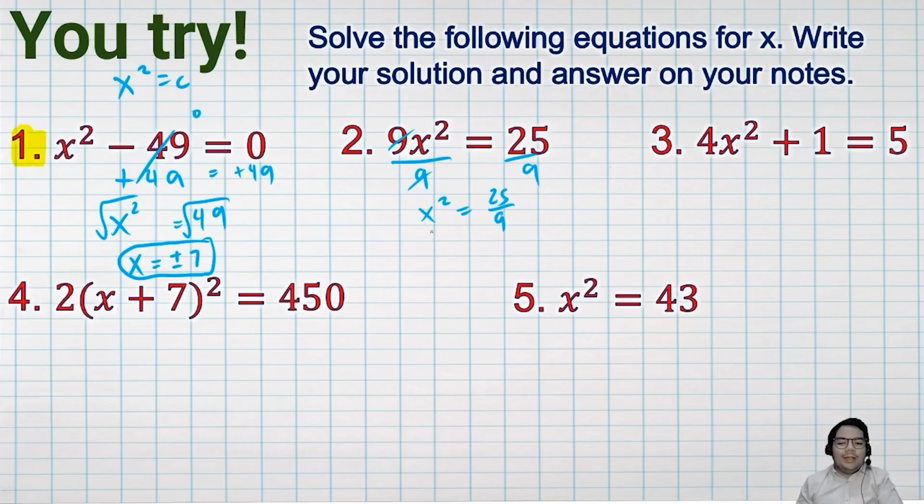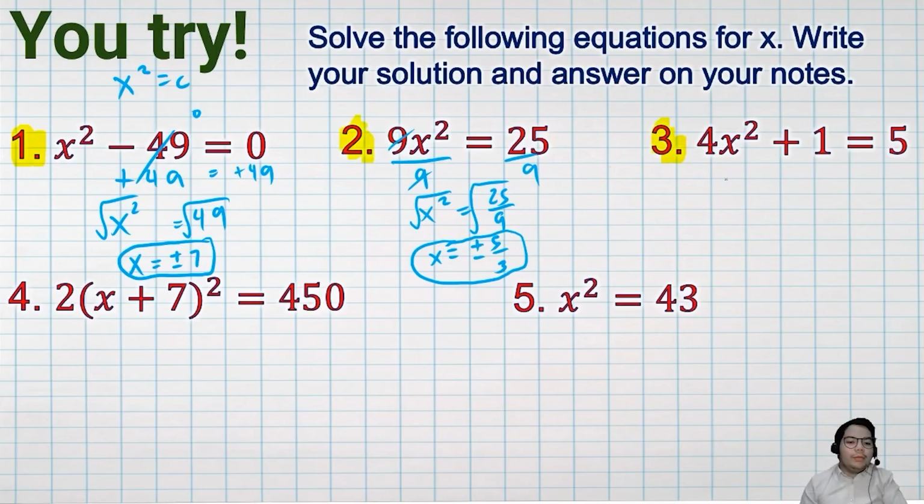Wala pang positive, negative. Then, it's already in the form of x squared is equal to c. So, we get the square root of both of them. Since positive to, kahit fraction siya, our answer is positive, negative. Square root of 25 is 5, and square root of 9 is 3. So, our answer is positive, negative 5 over 3. Now, so we're done with number 2. Let's have number 3.